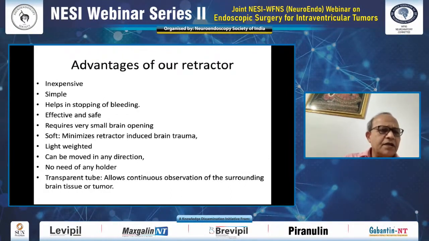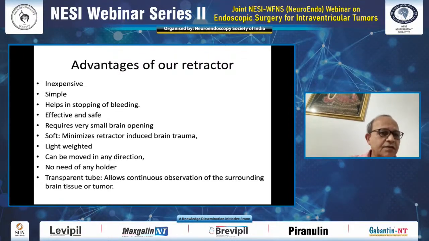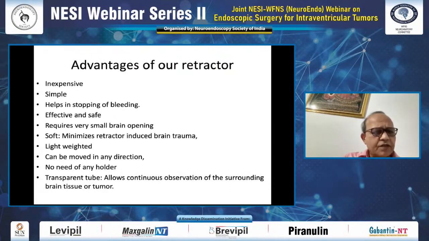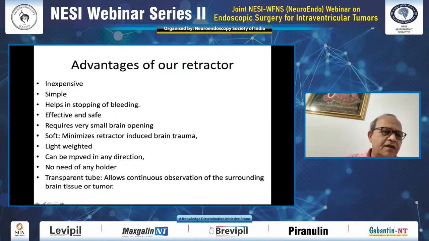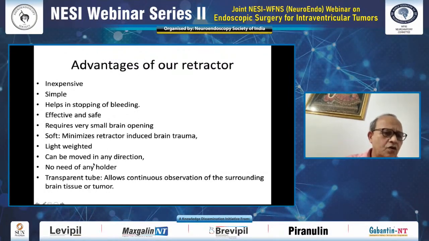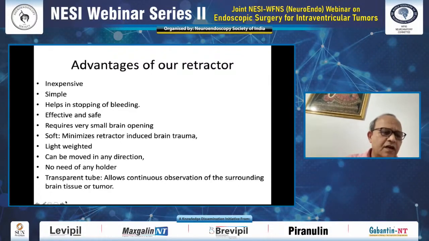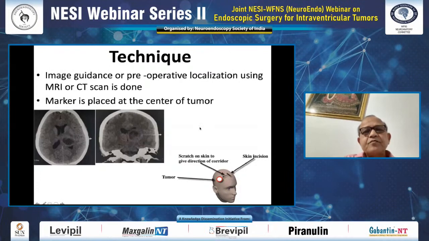It is simple, it helps in stopping the bleeding. This is a great advantage. It is effective and safe, requires a very small opening. It's soft, therefore there is minimum trauma, lightweight, can be moved in any direction, no holder is required, and the wall is transparent, therefore you can see around the tumor.